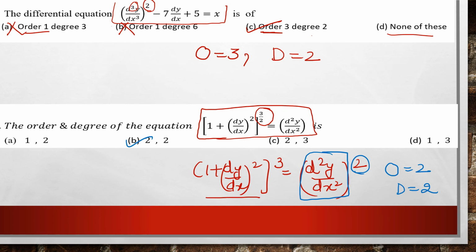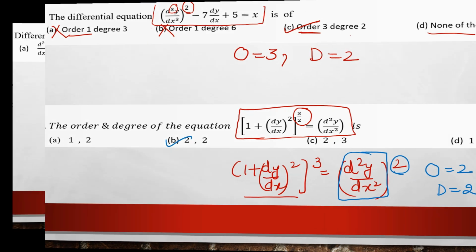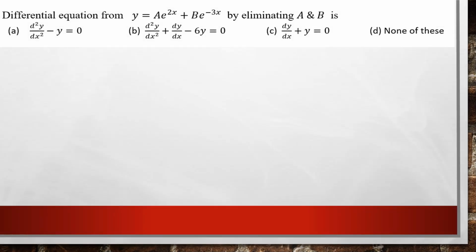Now let's move to the next question. Now class, in this question they have given you this y and they are asking you about the corresponding differential equation, right? Now see, there are two arbitrary constants involved. So that means the corresponding differential equation will have order 2. We know this thing: the order of a differential equation is equal to the number of arbitrary constants.